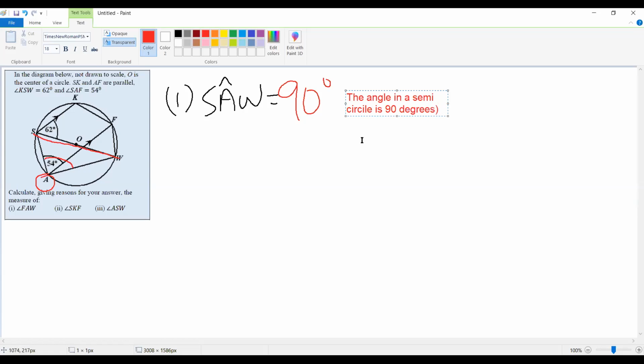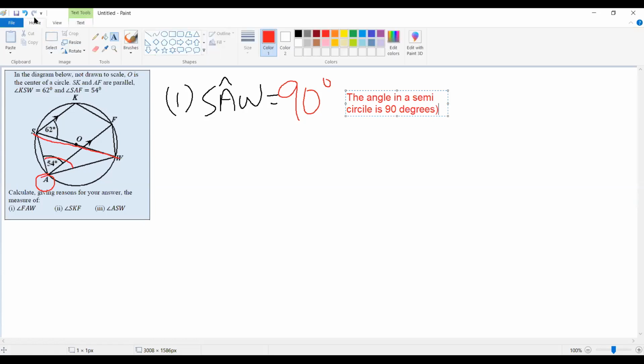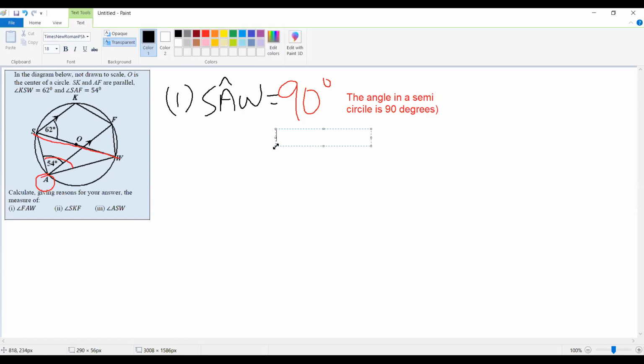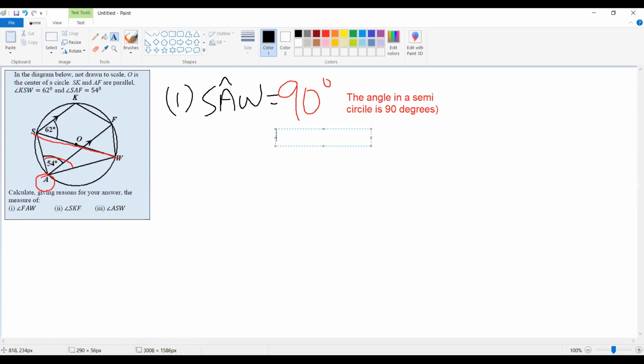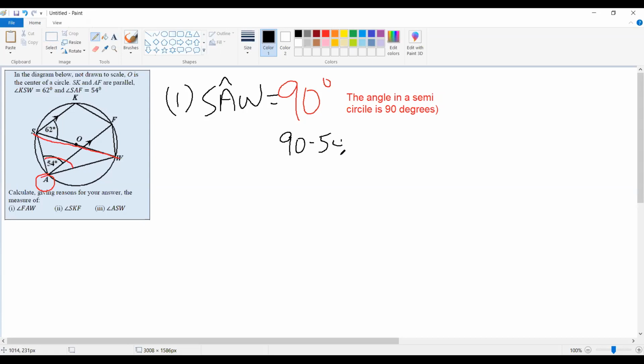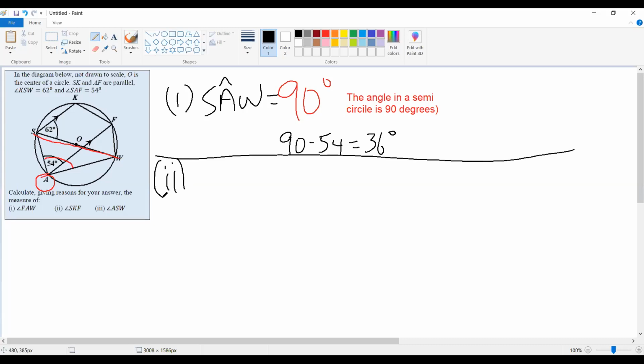Okay? So that being said, that means that the entire thing is 90 degrees. However, we can see there only that it's 54 degrees. So how do we go about finding the remainder? It's simply 90, take away 54, which will give us 36 degrees. And that's for the first part. Okay?